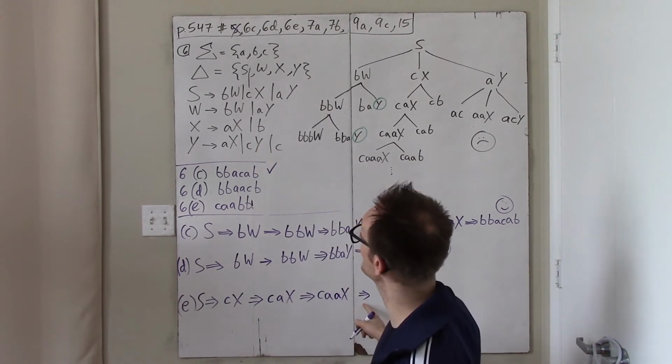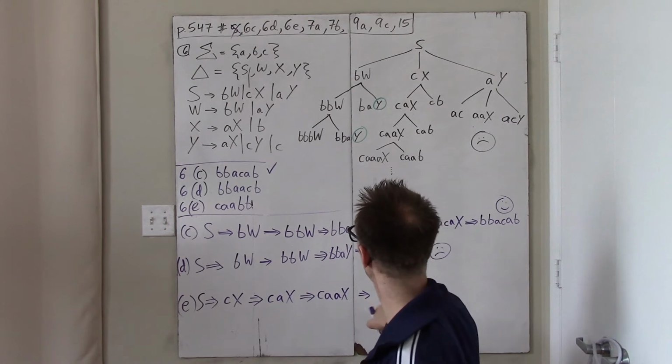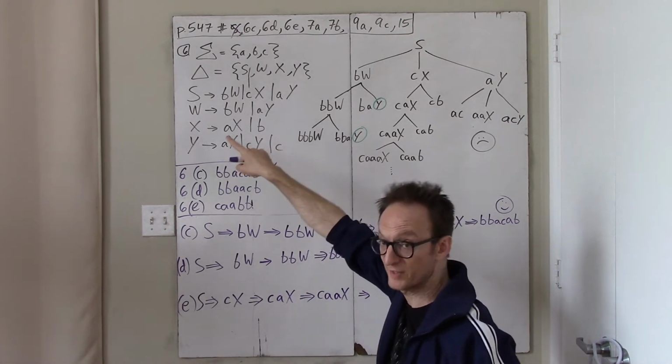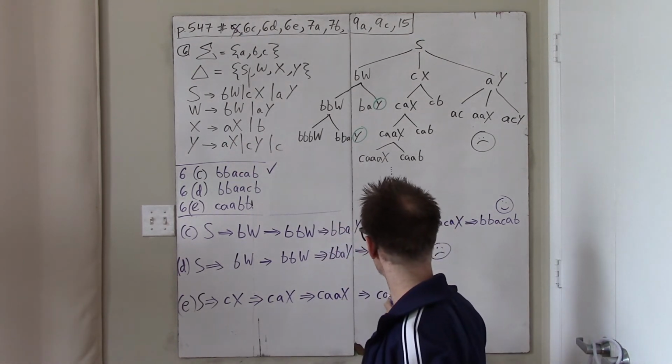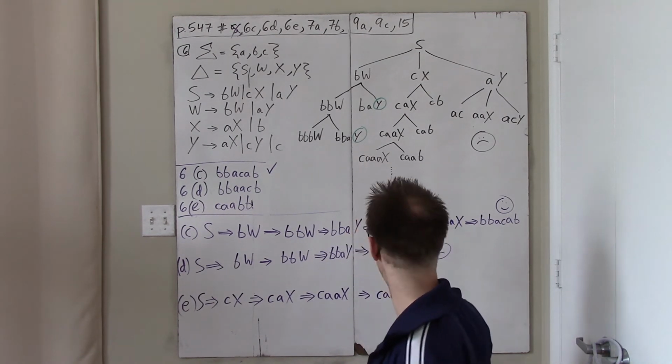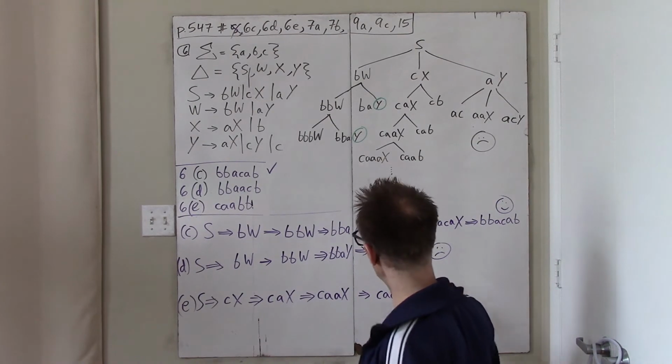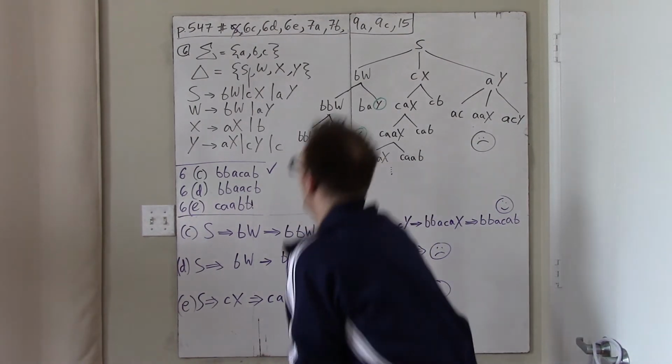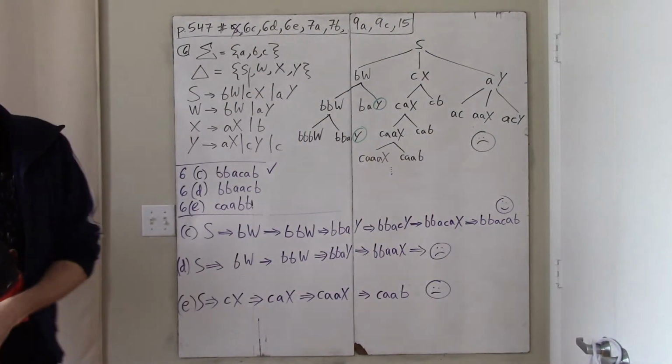Now, I need the next character to be a B, but there's only one way to get a B out of non-terminal X, which is to just end it. So I can make CAAB, but I can't make CAABB. And so the answer is, no, you can't do this.